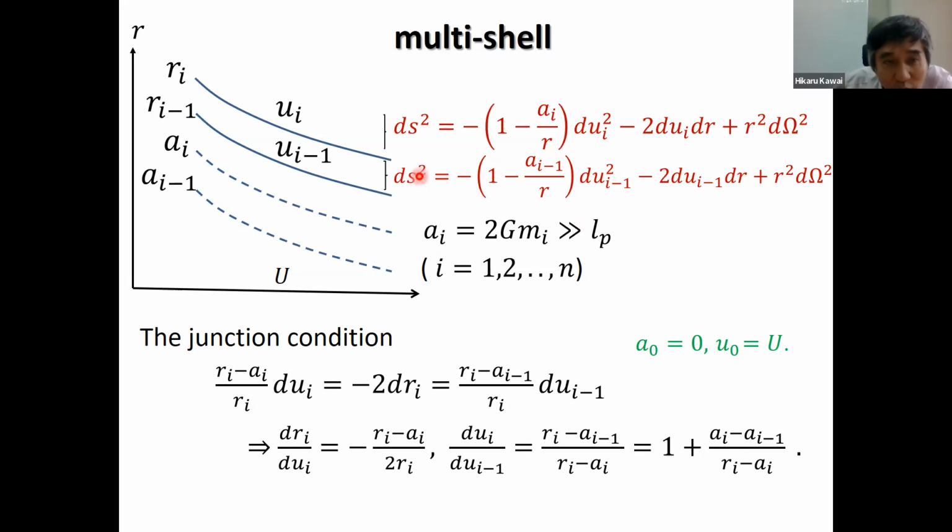Okay, if we solve this coupled system, they will never cross. If R_i is greater than R_{i-1} at any time, then R_i is always greater than R_{i-1}. I see. So this was obtained from the solution. Oh yes. Okay.